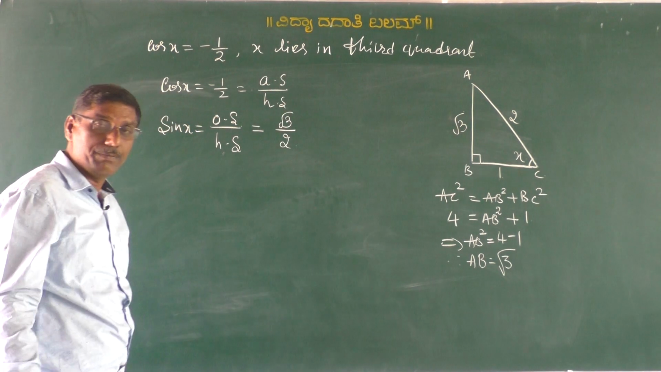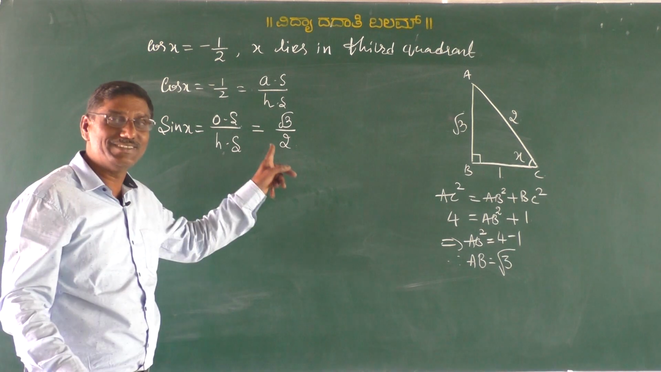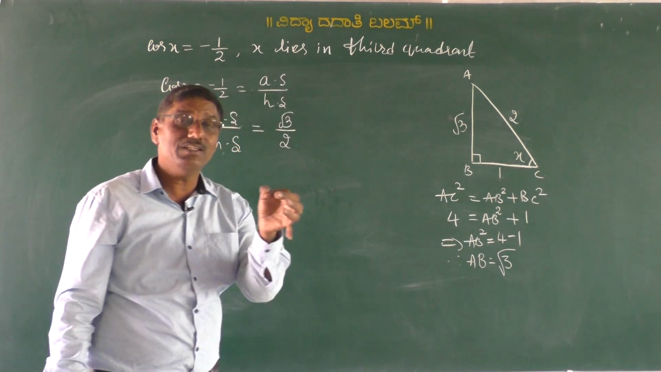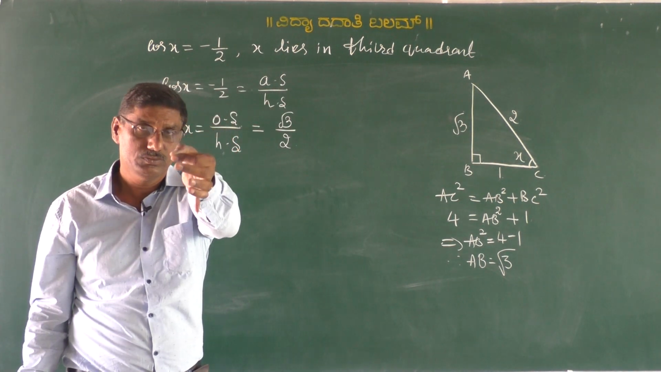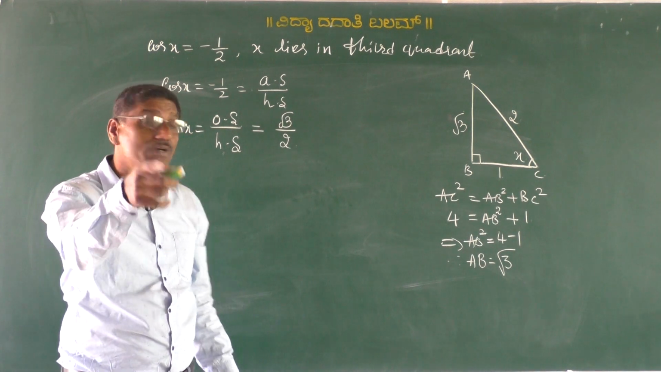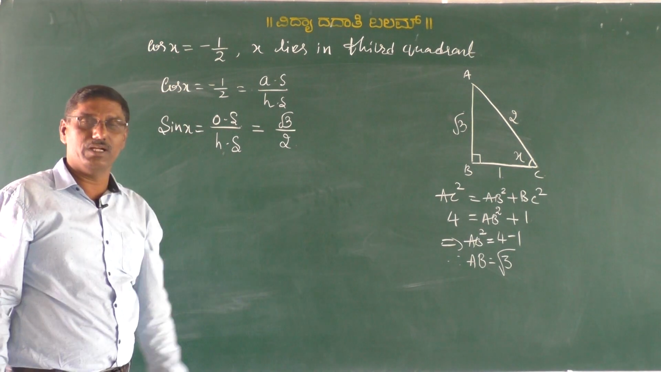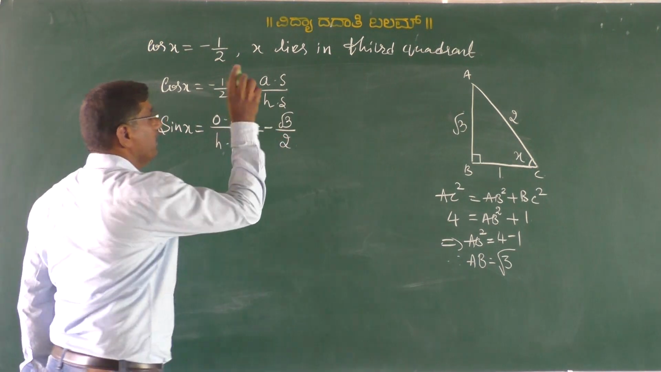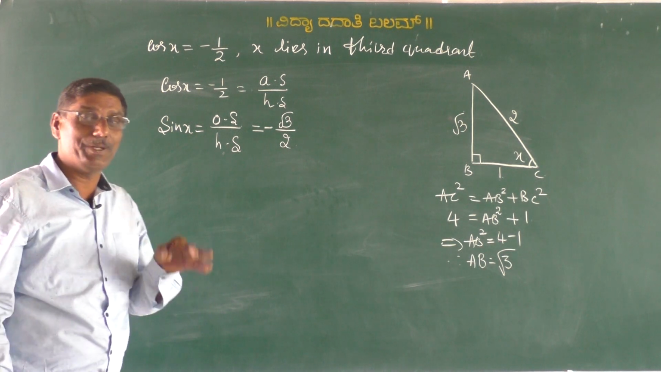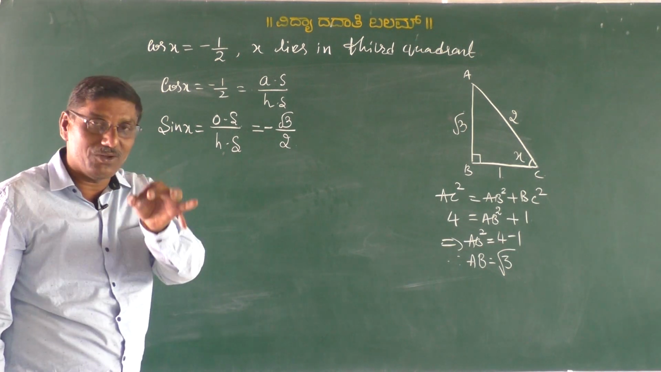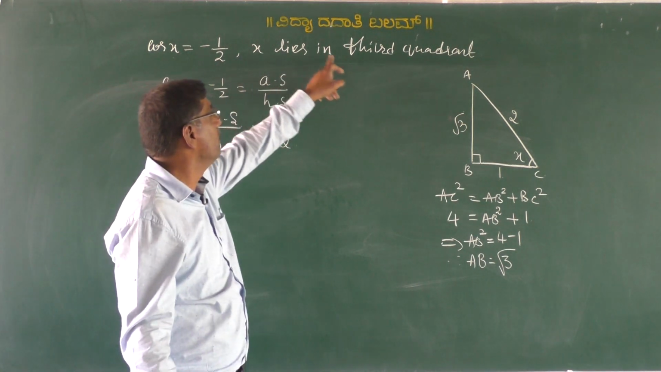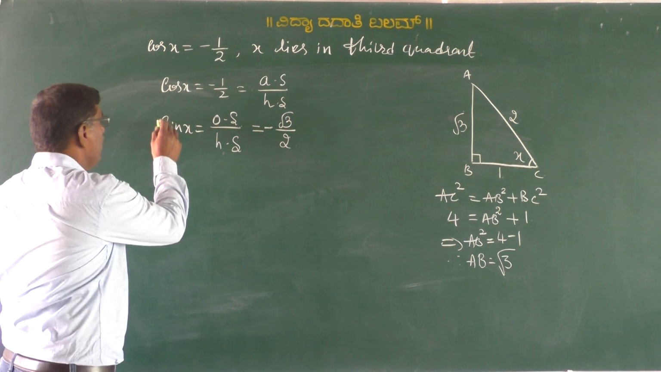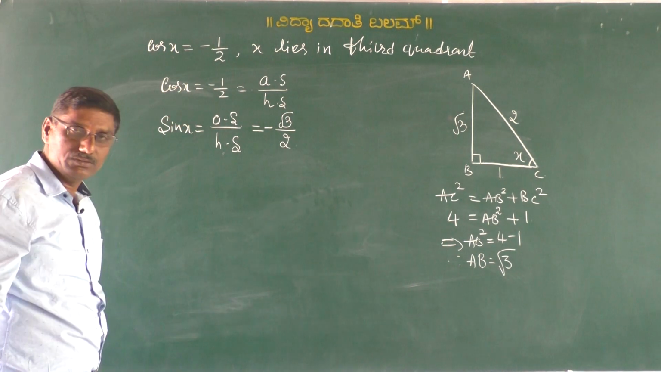Now, we have to keep in mind, my dear students, since x lies in third quadrant, what about the sine function? It is negative in third quadrant. For that, the result is minus root 3 by 2. In this case, we have to keep in mind the signs of trigonometric functions, since x is given to lie in third quadrant, isn't it? Yes. Next one is tan x.